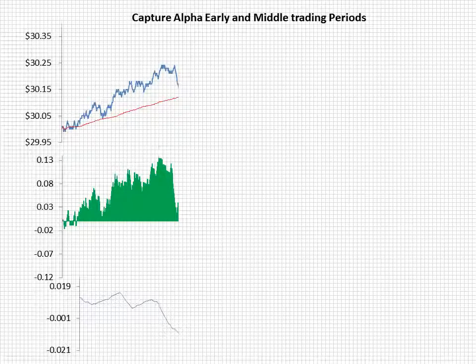The general strategy is to capture alpha during the early and middle trading periods. Here, we buy long child positions when the market price is at or near the VWAP, and we look to sell child positions when the market price trades at a premium to the VWAP. In this example, we've captured 26 basis points in locked alpha.